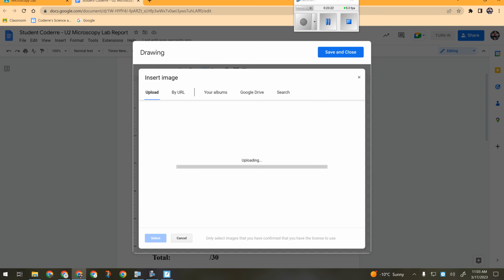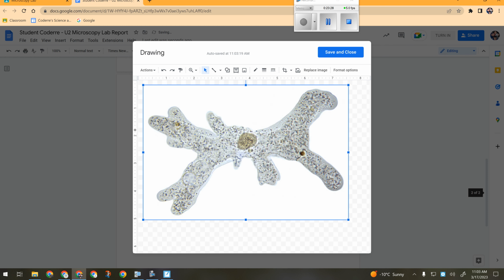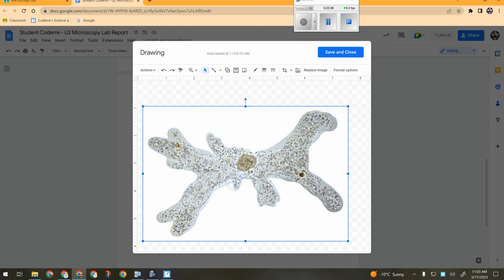Okay, so you would have to put your pictures in your Google Drive, obviously, for that part. While it's uploading, sweet, I've got my amoeba in there. Now I want to be able to label it. There's a certain format that is acceptable for lab diagrams.